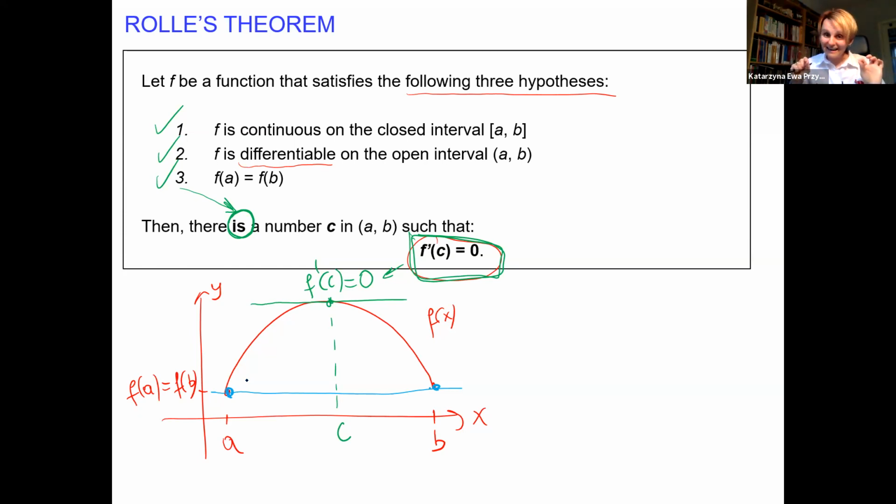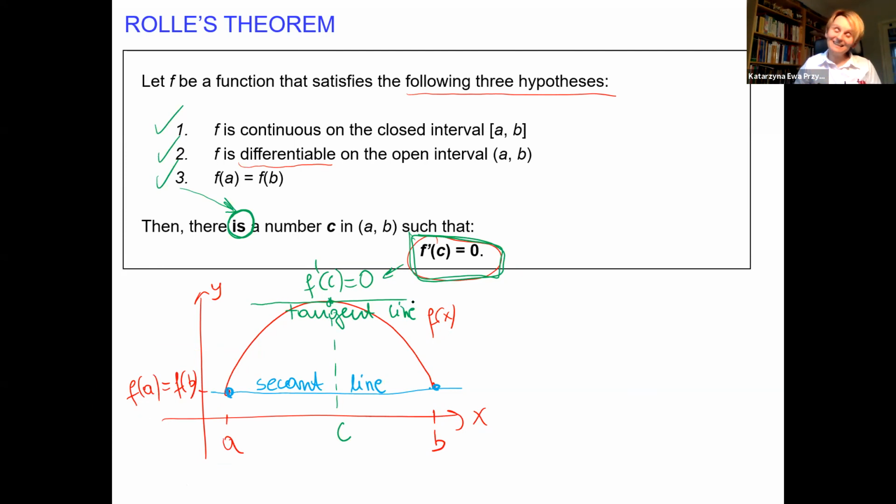Slope of the secant line. I can say this is the secant line. And this is, of course, the tangent line. Secant line, tangent line. And it happens that they are parallel. They have the same slope. They have the same rate of change.